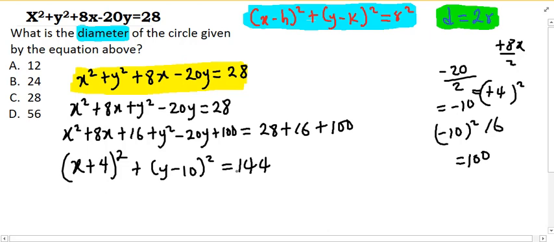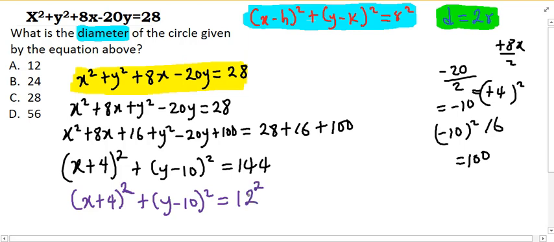Let me write this the way it should be in the standard form, because this is not in the standard form yet. Let me just finish it up. (x plus 4) all squared plus (y minus 10) all squared equal to 12 all squared. 12 all squared is the same thing as 144. So we've been able to discover that r is actually 12, right? And that is the radius. So what we have solved for is that the radius is 12, and the other part of the equation is not really our concern, so we're not going to dwell on that.